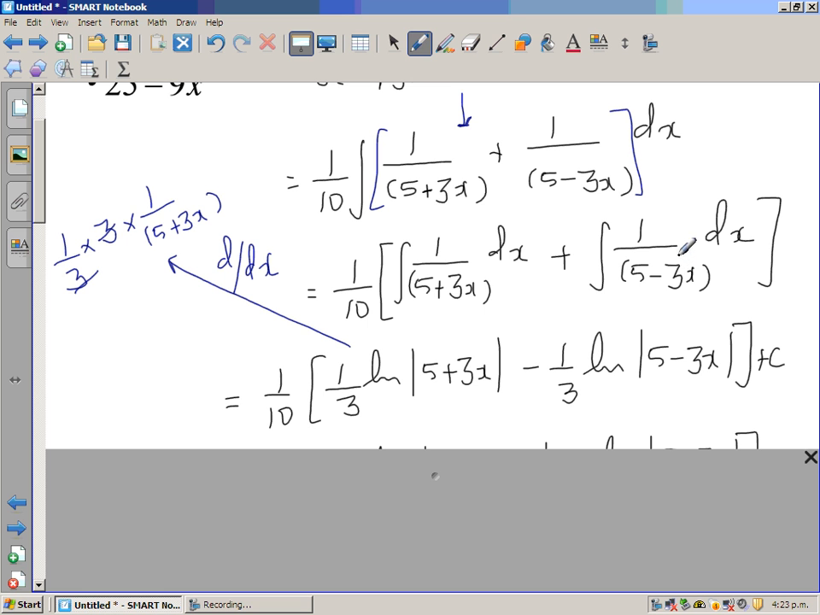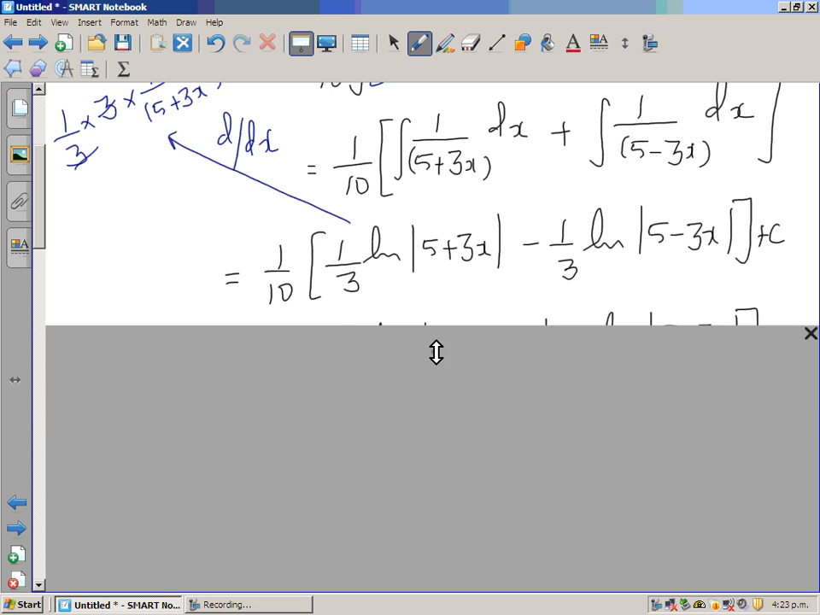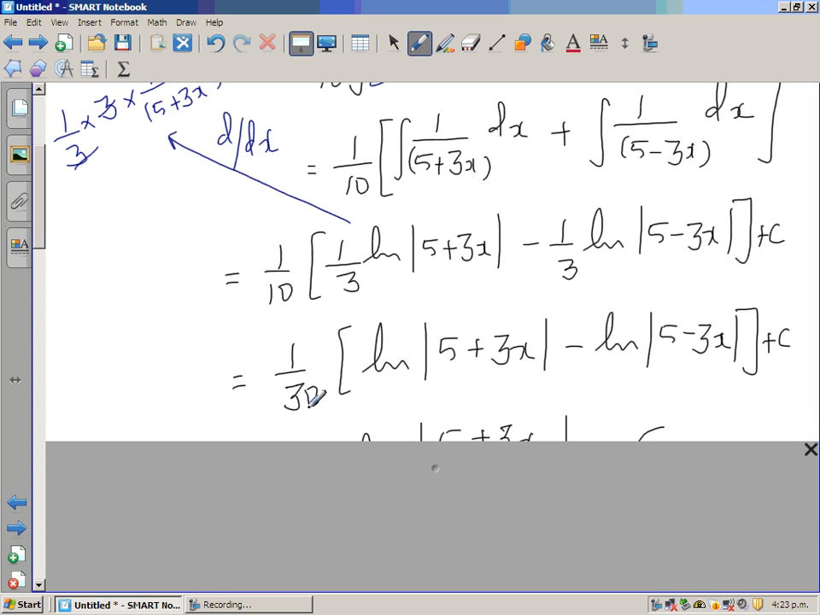The same way here, the coefficient of x is negative 3, so negative 1/3. And you can factor out 1/3, so it becomes 1/30th natural log of 5 plus 3x minus natural log of 5 minus 3x.